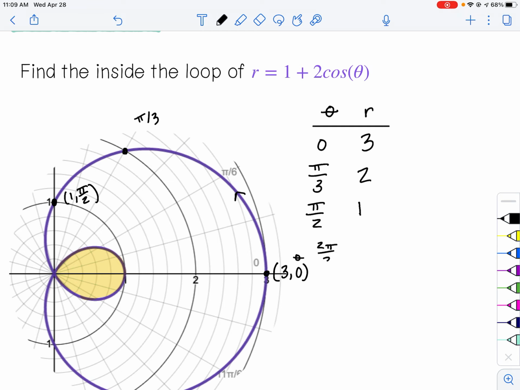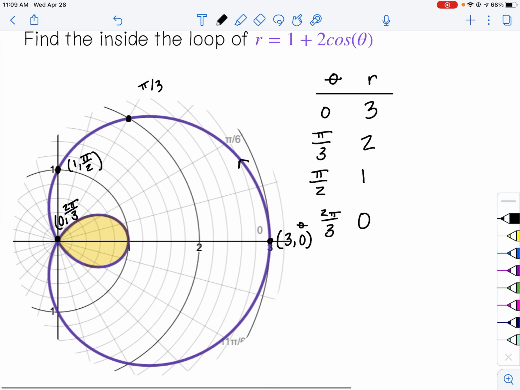Okay, let's plug in 2 pi over 3. So 2 pi over 3 has a cosine of -1/2. That's going to give me 1 minus 1, so that's going to give me 0. So that's where we first hit the pole, at 0 comma 2 pi over 3.